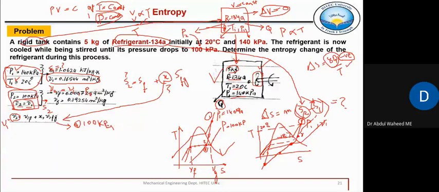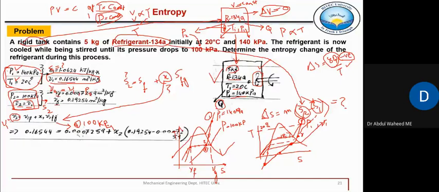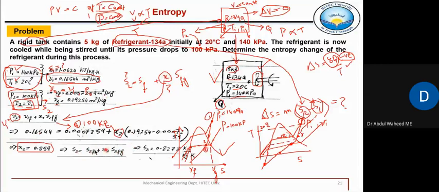Right. So just put the values. Here are the V2F and V2G. And V2 is already known, which is equal to V1. So put the values, and from here we can find out X2. So here is the quality or dryness fraction at this point. So we use it in this equation to find out S2. S2 is equal to S2F plus X2 S2FG. So just put the values. What is S2F and S2FG?